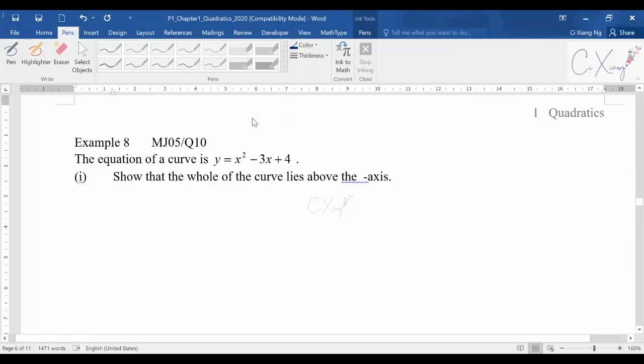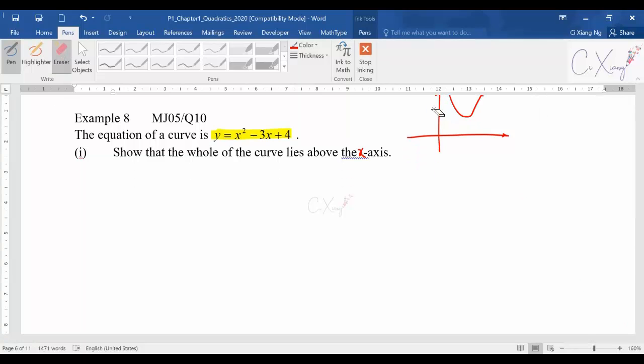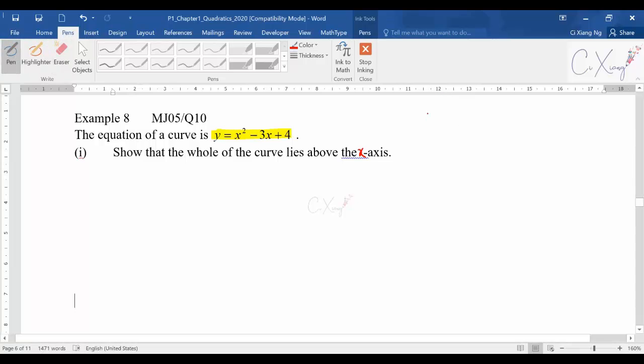For this example, also the same, they want you to prove something. This is the equation that you have. They want you to show that the whole of the curve lies above the x-axis. They actually want you to show that your curve is something like this, lying above the x-axis. There are a few ways for us to solve this. The first method I will show is by using the concept that we learned just now, which is the discriminant.